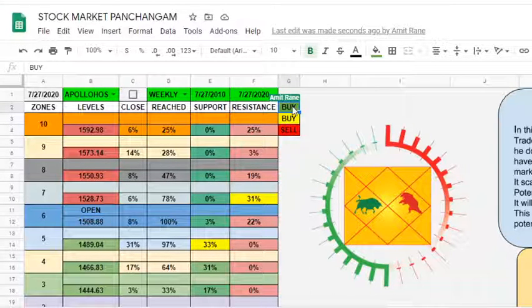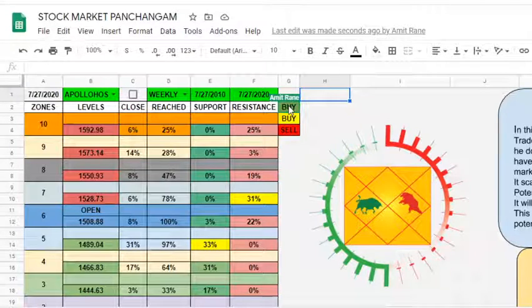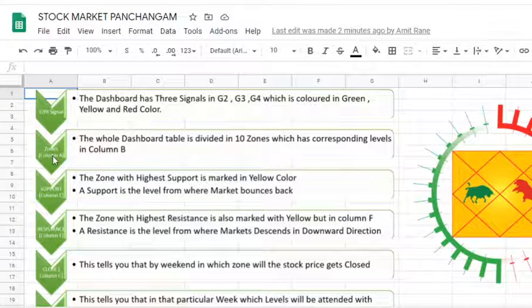You should give preference to the green signal and yellow signal. Whenever you get green and yellow as buy, prefer that stock for buying. If you get the green signal as sell and the yellow signal as sell, then prefer short selling in that particular script. So we have discussed the GYR signal.